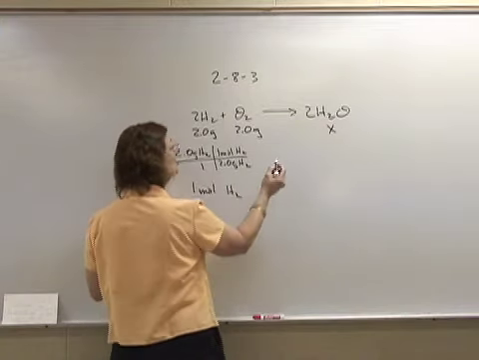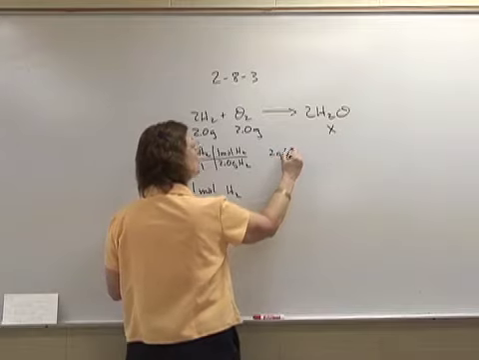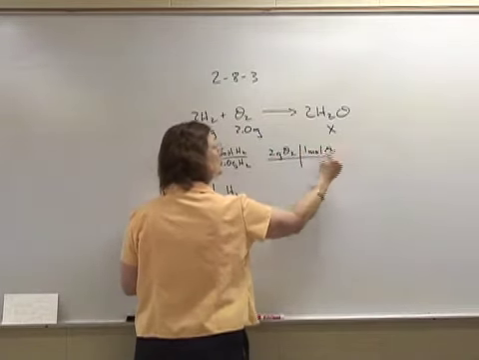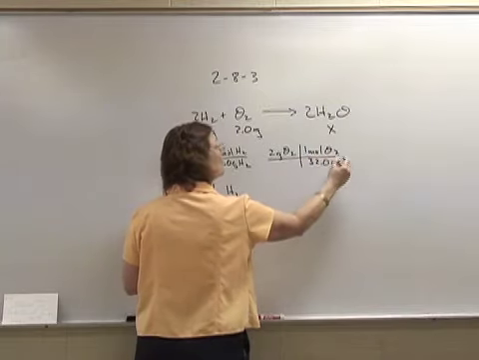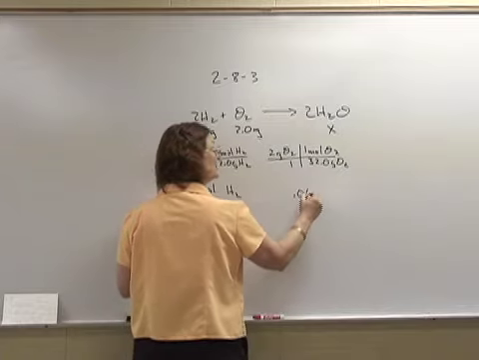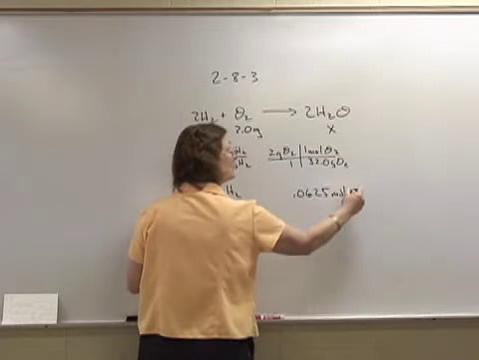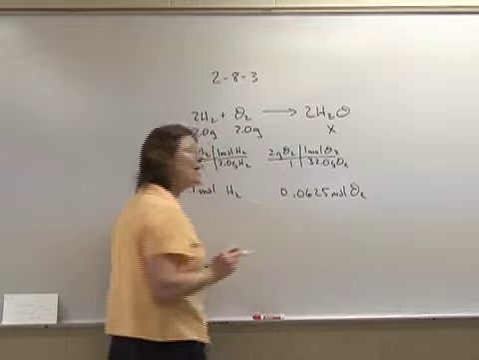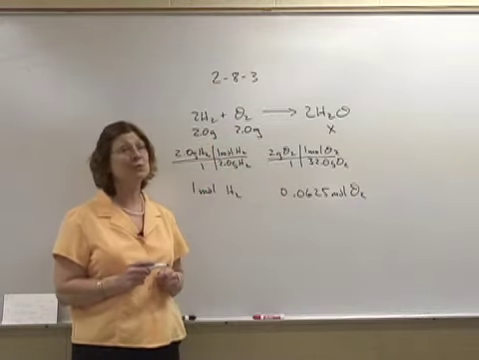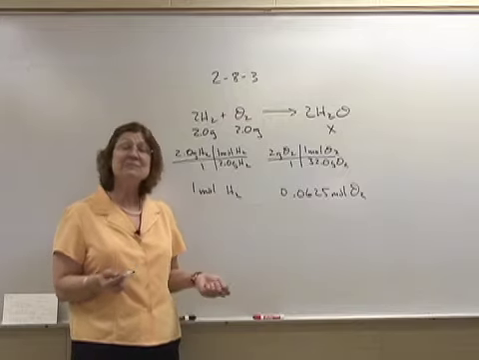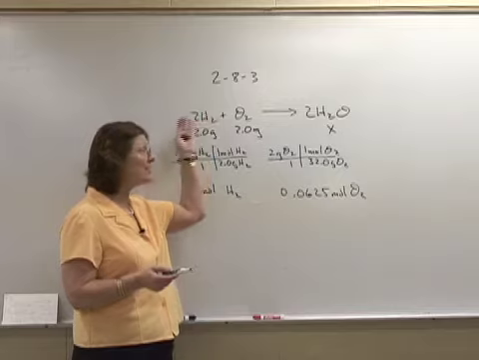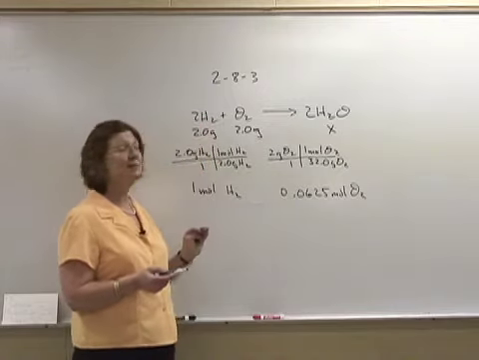Now, I have 2 grams of oxygen, and 1 mole of oxygen is 32.0 grams of oxygen. Therefore, I only have 0.0625 moles of the oxygen. Now, just because this number is less does not mean it's going to be my limiting reagent. Sometimes it is, but I need to make sure that I determine it based on the information that I'm given.